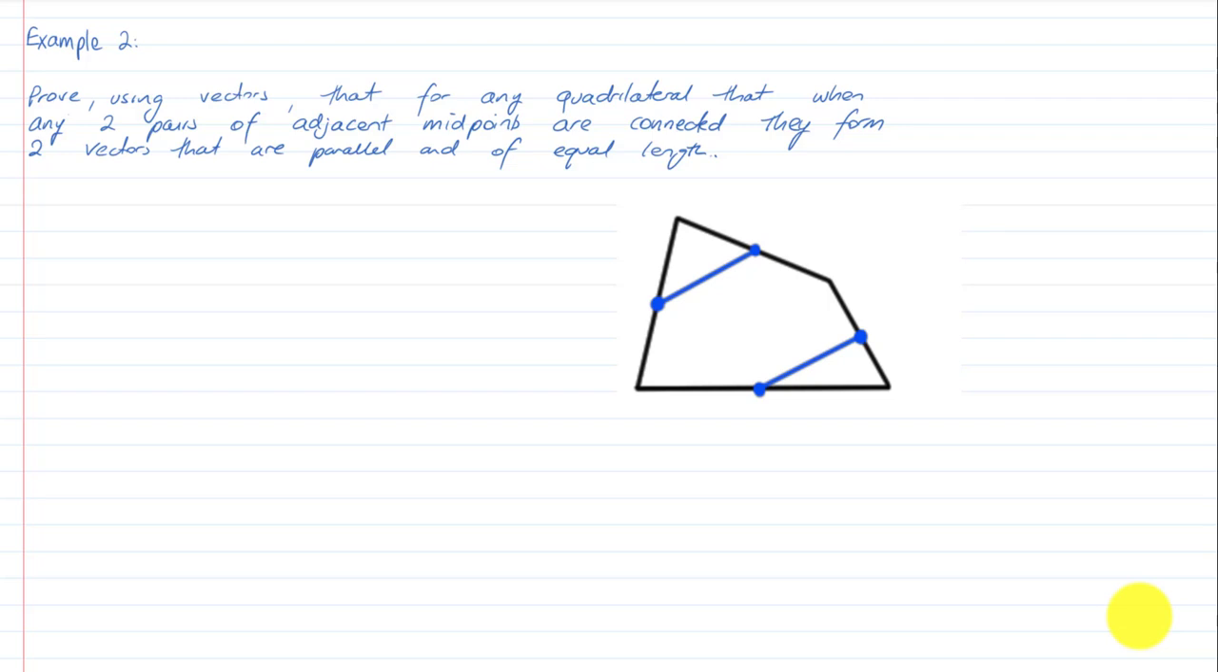So the question says, prove using vectors that for any quadrilateral, when any two pairs of adjacent midpoints are connected, they form two vectors that are parallel and equal in length. So we're talking about midpoints here, here, here, and here. And if you connect them, and it would be the same as if I connected these two, that they are equal in length and parallel, i.e. they are equivalent vectors. That's what we're trying to prove, equivalency.